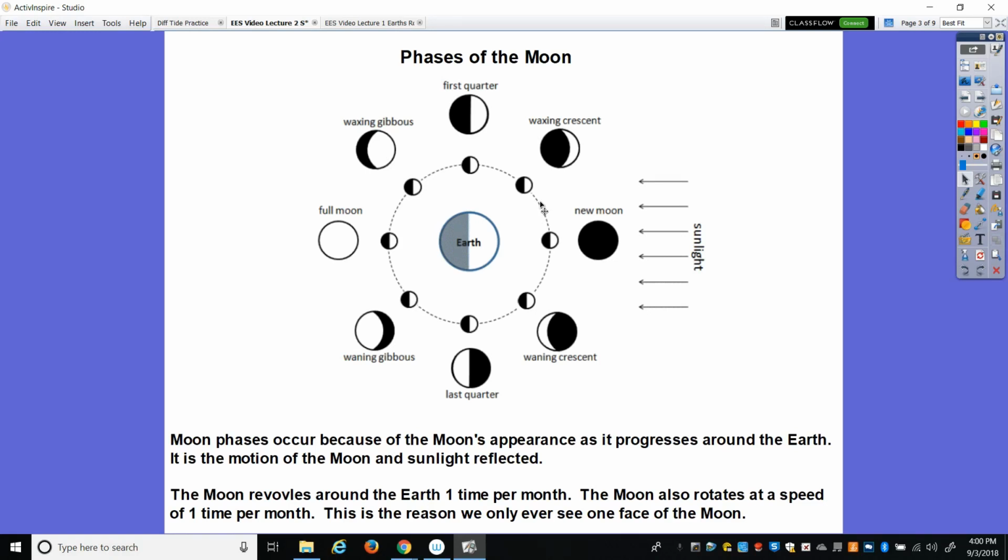An interesting thing is that just as the Earth rotates, the moon rotates while it's revolving around the Earth. The interesting thing is that the moon rotates at a speed of 1 month. It also revolves at a speed of 1 month. So as it turns, its rotation is matching its revolution. So that's why we only see one face of the moon. And I'll demonstrate that in class.